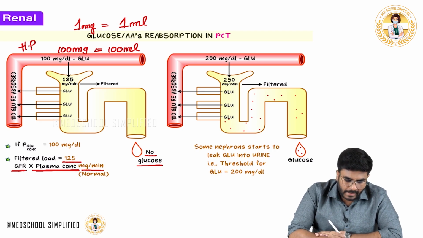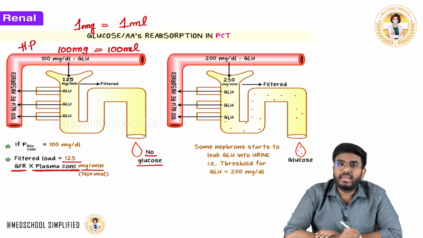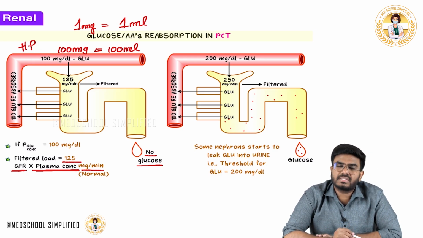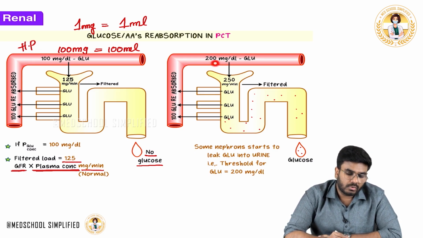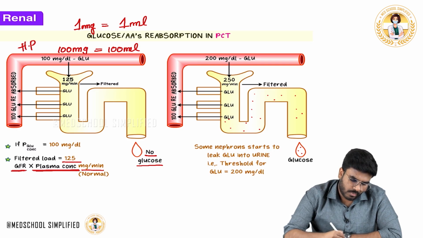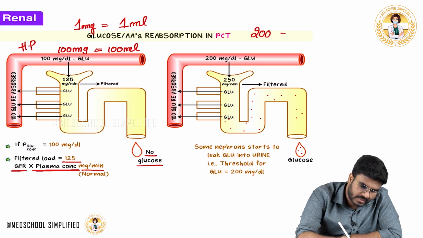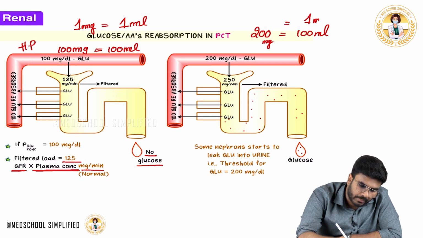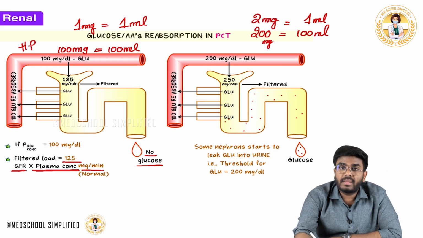No glucose is there. Now let's talk about a condition where the plasma glucose levels are getting elevated. Now the patient is a little diabetic; his plasma glucose levels are elevated. Dysglycemias are there. Instead of 100 milligrams per deciliter, he now has 200 milligrams per deciliter of glucose. So 200 milligrams is present in 100 ml. One ml of plasma contains 2 milligrams of glucose.